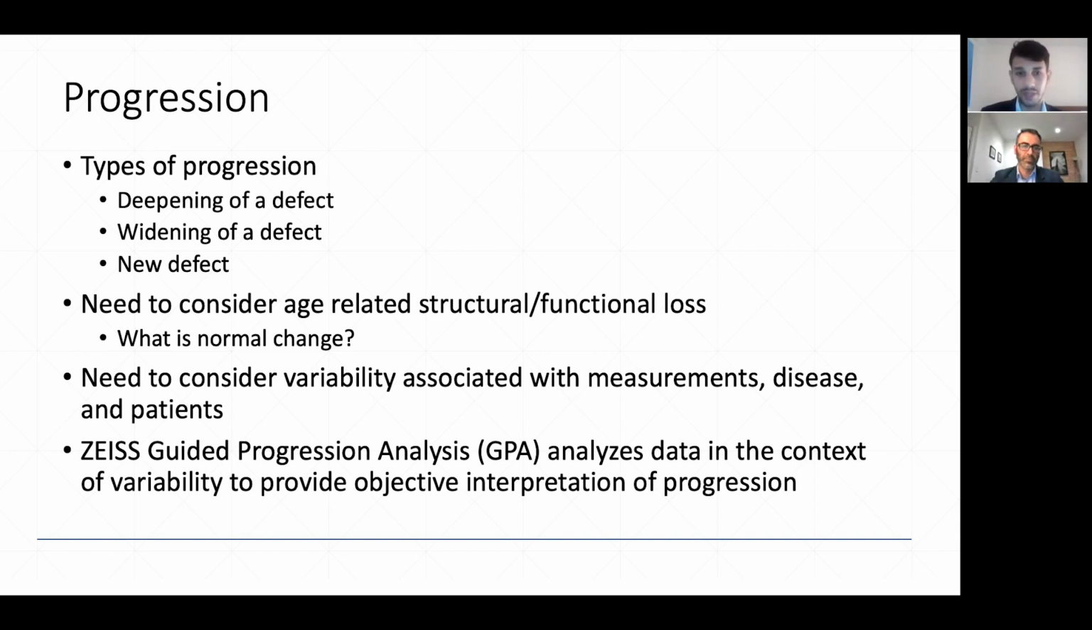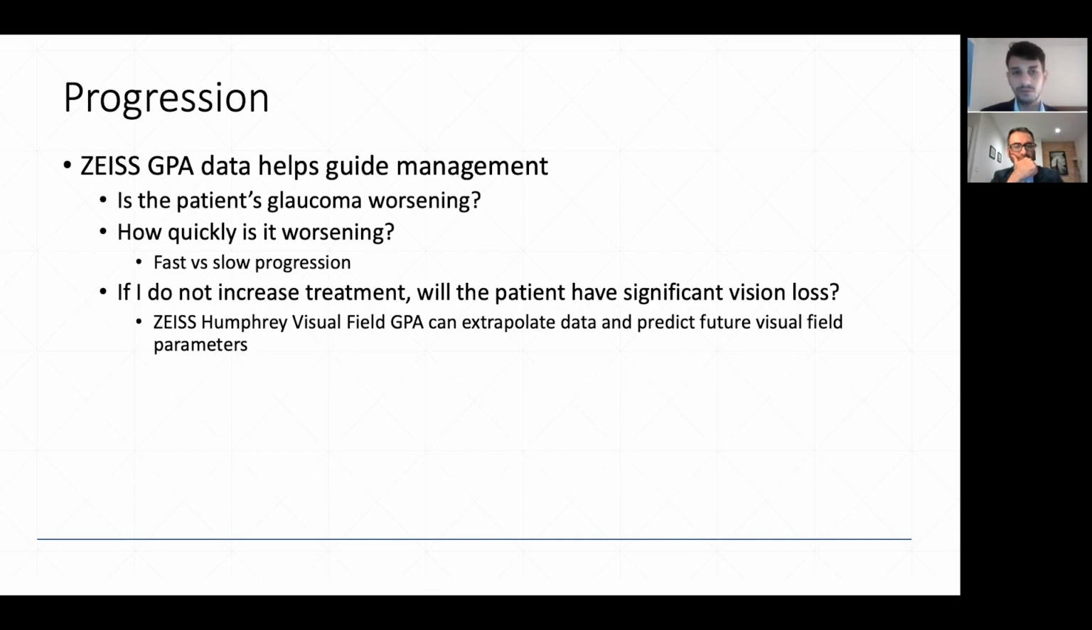perimetry testing in patients. Luckily, Zeiss created this Guided Progression Analysis, which is available on both the Zeiss Cirrus OCT and on the Humphrey perimeter, which evaluates data in the context of variability. So it provides objective interpretation of progression. Because if you're looking at just raw data, you might have a hard time figuring out, is this true progression or is it just variability based on the instrument or the patient. This Zeiss GPA data helps guide our management.